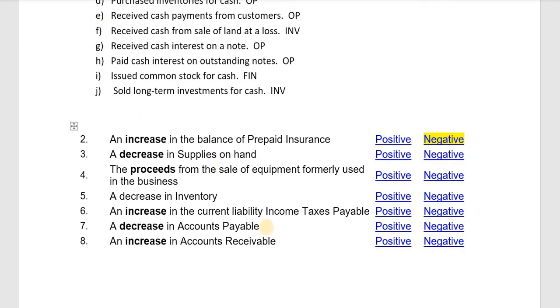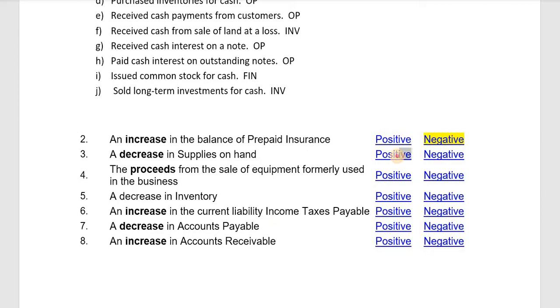Number 3, a decrease in supplies on hand. Well, sometimes you have to look at things from both directions. So what if you say to yourself, I'm not sure here. Look at it the other way. What if supplies increased? What did we have to do? We had to buy them, right? So if they increased, cash must have gone down. So if we decrease them, that's like getting cash.